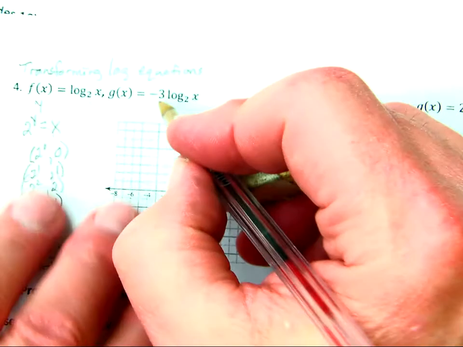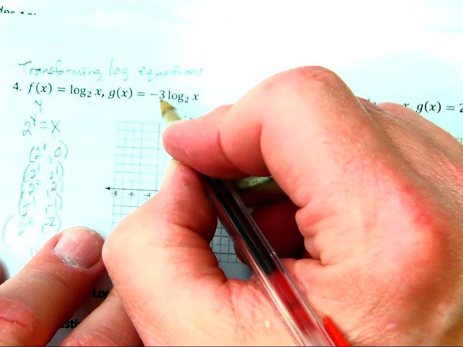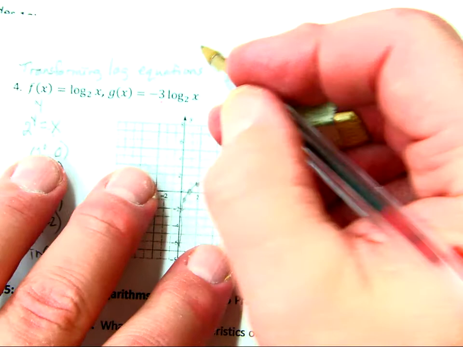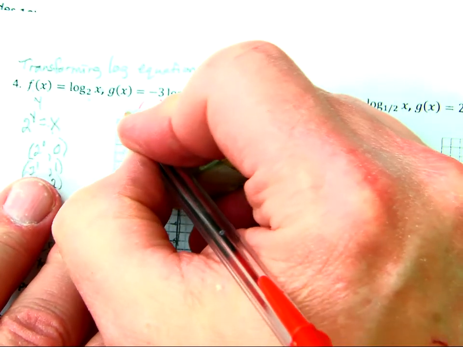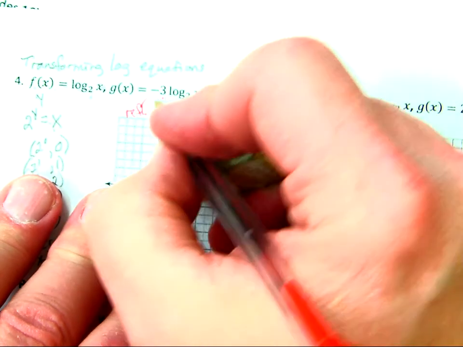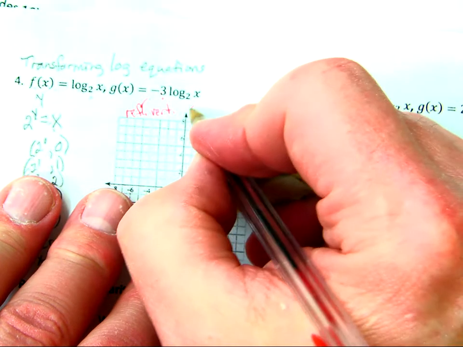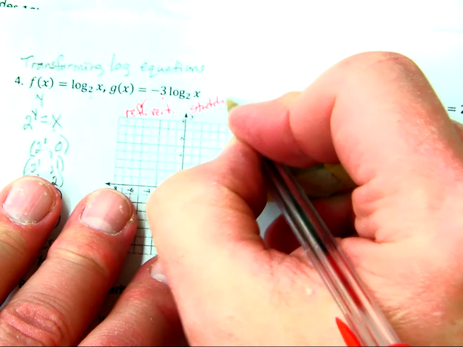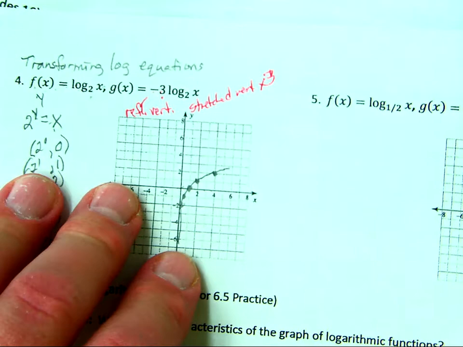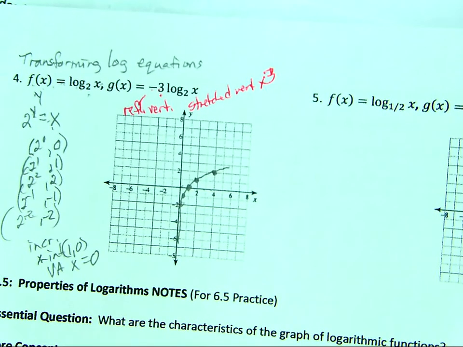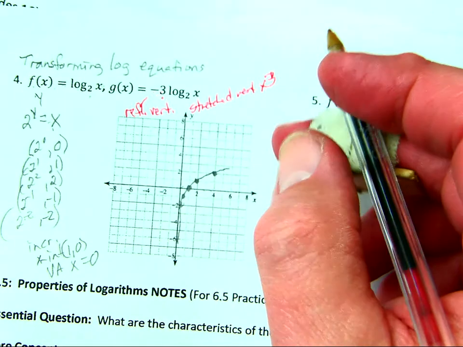Now here, the one we're going to transform has a negative 3 out front. That tells us two things. The negative tells us it's reflected vertically, because it's on the outside, and the 3 tells us it's stretched vertically by 3. So it's inverted because of that negative, and it's stretched vertically by 3.